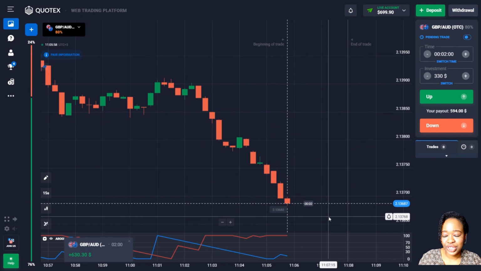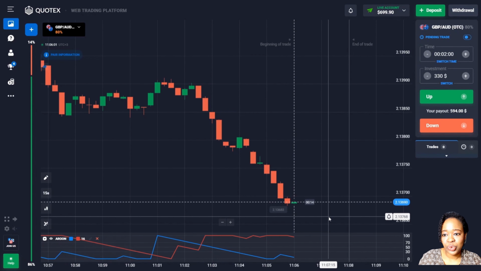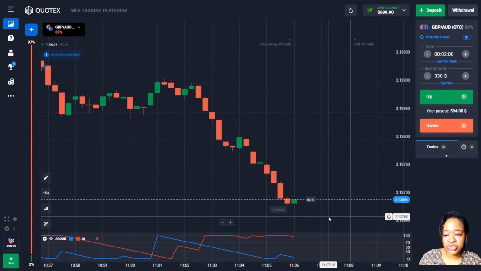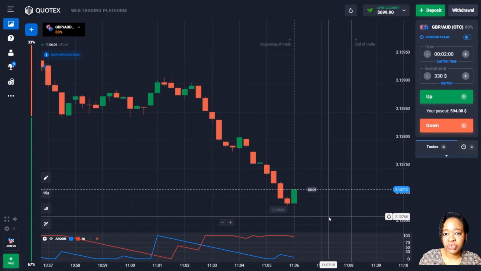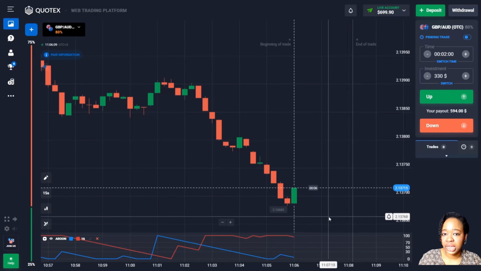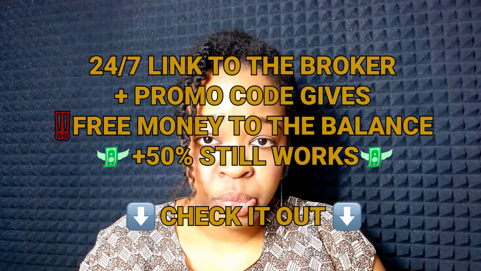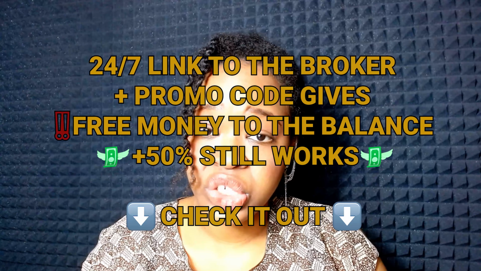This is quite good, friends. You can see the chart shows red candlesticks and the price moves down. So I understand that this was a very good trade and I made very good profit. Let me continue.